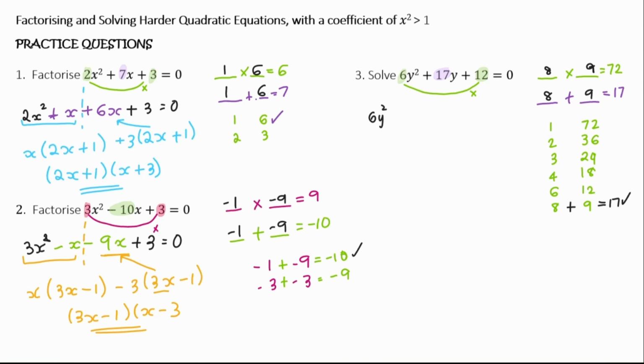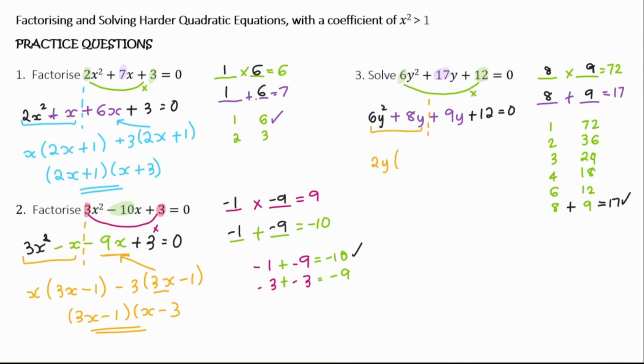We then keep the 6y squared as it is, but break up 17y into its sum. So we will write plus 8y plus 9y, and we'll keep the plus 12 as it is. We then split the equation in the middle into two parts and first factorize the 6y squared plus 8y. So the common factor in 6y squared plus 8y is 2y, so we put 2y and open our bracket.